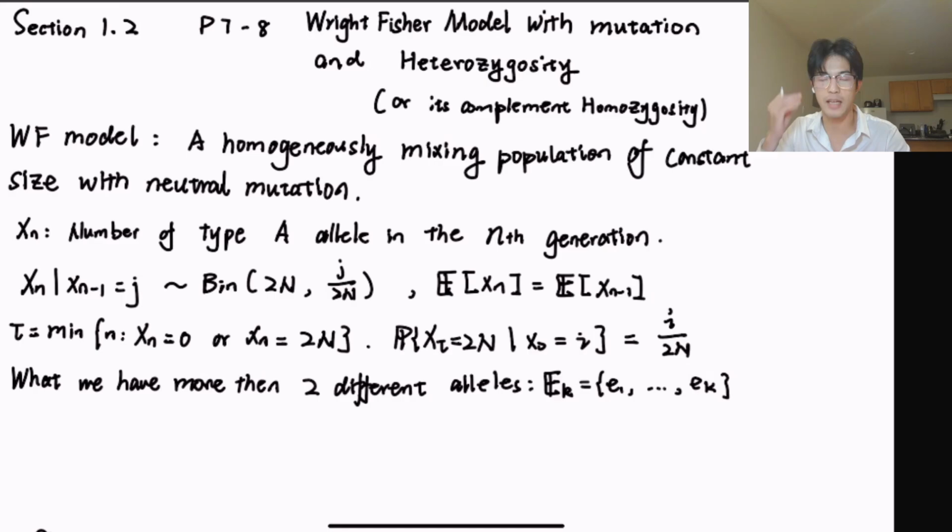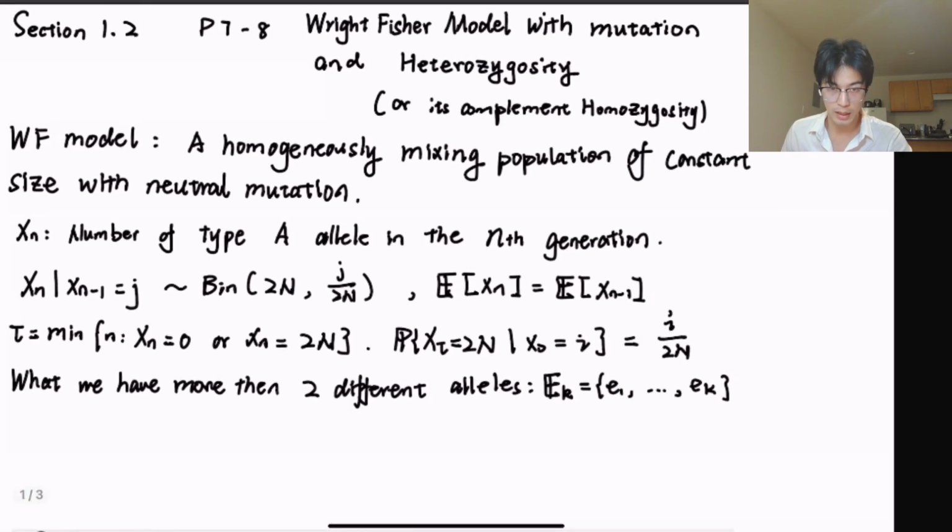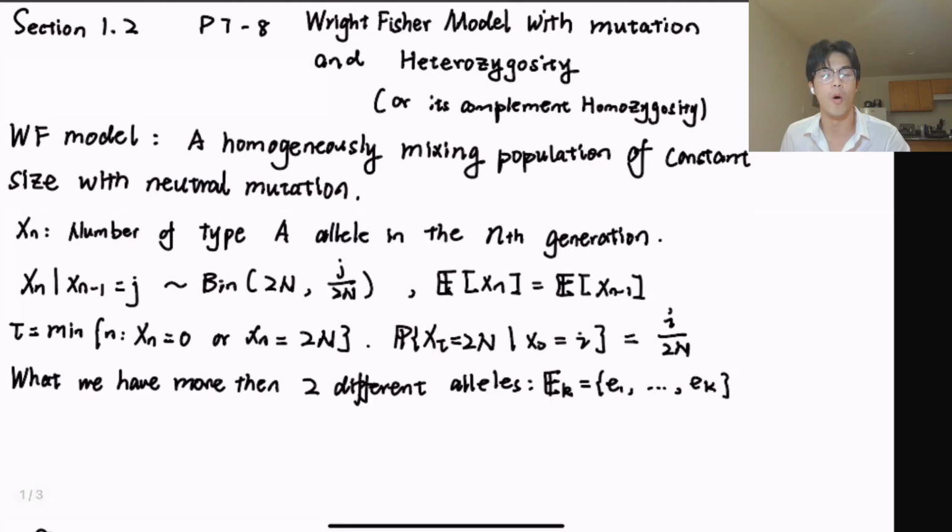And we proved the martingale property, that the expectation of X_n remains the same regardless of the generation. We also talked about the exit distribution, the stopping time, or the fixation time. The book uses the term fixation time, and we will be using this term throughout the course. It is the minimum amount of time we need to reach an absorbing state of this Markov chain. There are two absorbing states: one is 0, the other is 2N, meaning that we have all small a or all capital A.